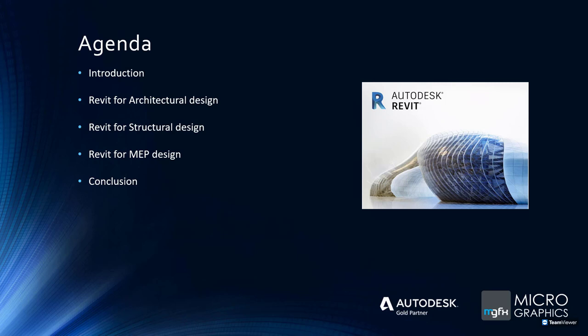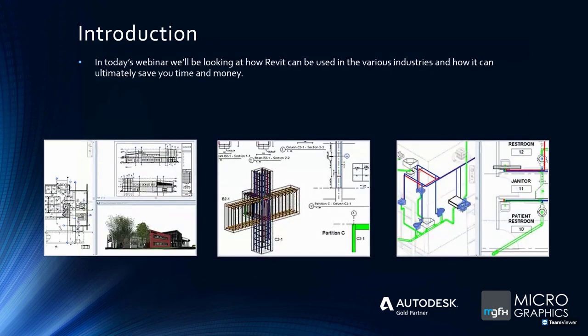So let's get going. As you know, Revit's been around for a while, and it can be used in various industries, from architecture right through to even facilities management, quantity surveying, etc. But we're just going to look at how it can help us in architecture, structural, and MEP or building services. The idea with purchasing and having tools is ultimately to save you time, to complete your tasks quicker, and in so doing, save money.